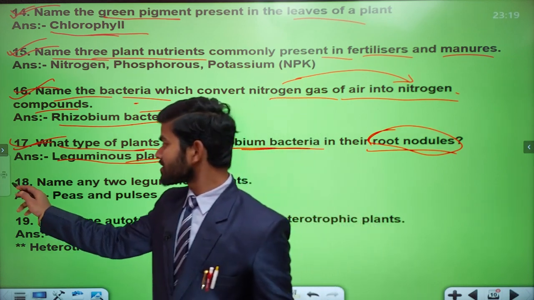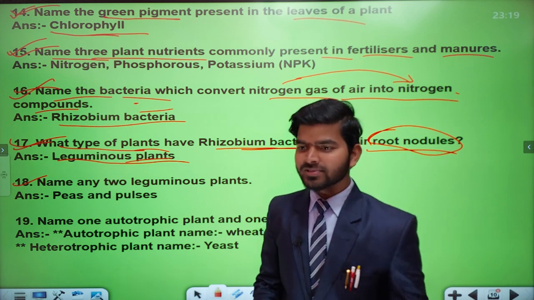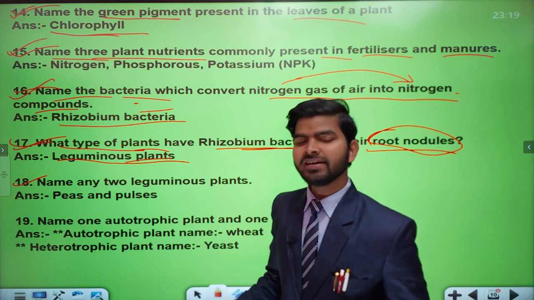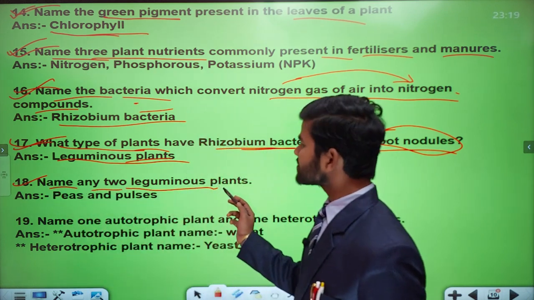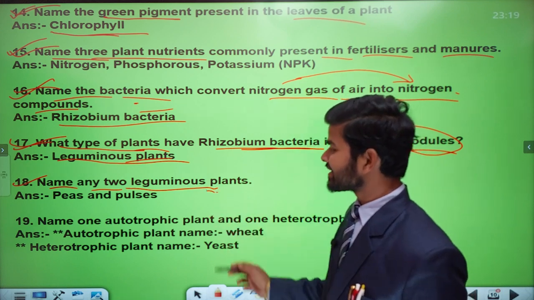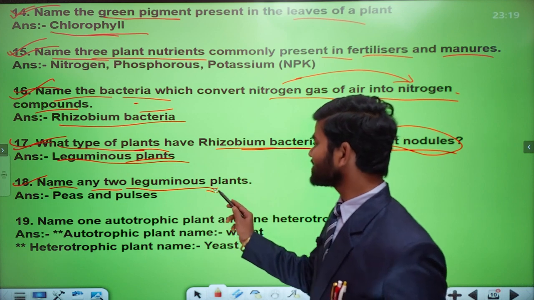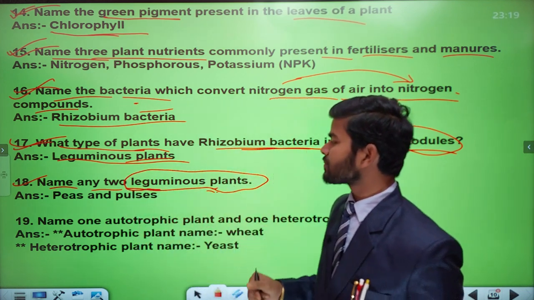Now the next question, question number 18. We want to know what the question is asking. The question asks to name one autotrophic plant and one heterotrophic plant. All clear? So name two leguminous plants. Okay, question number 19 I have read to you. Anyways, question number 18: name any two leguminous plants.